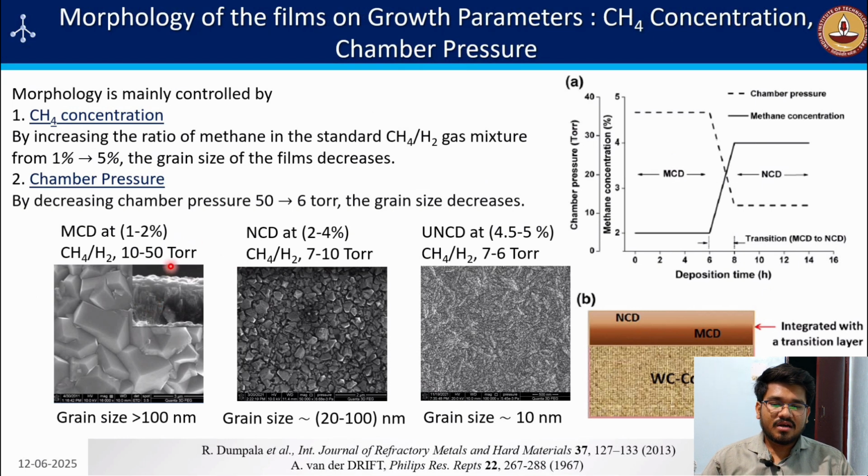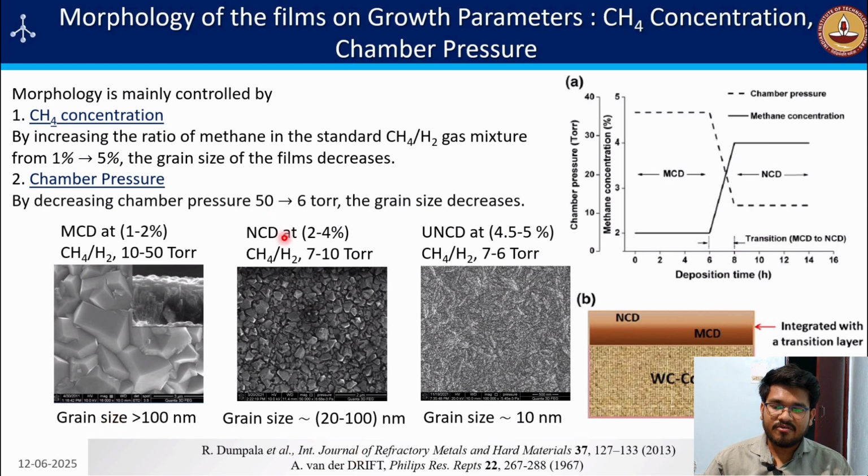So the main parameters which affect the morphology of the diamond thin films are the methane concentration and the chamber pressure. If you increase the methane concentration, the grain size of the film decreases, and if you decrease the chamber pressure as well, the grain size decreases, and this is well established. So if you have a methane to hydrogen ratio of 1 to 2% at a chamber pressure of 10 to 50 torr, then you have microcrystalline diamond where the grain size is a few micrometers, 0.5 to 1 micrometer, or 20-30 micrometers in the best cases.